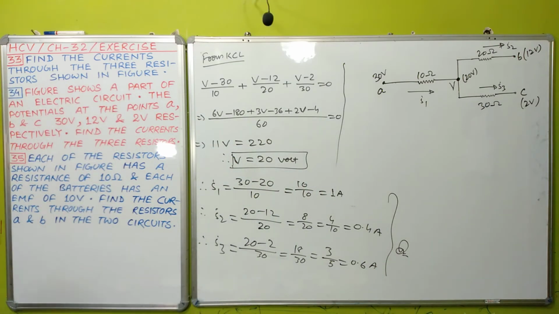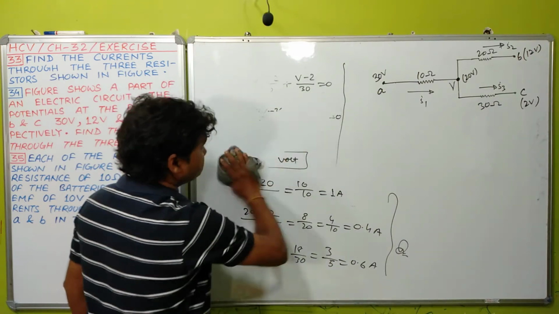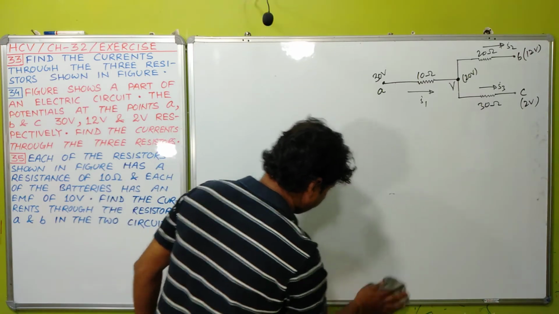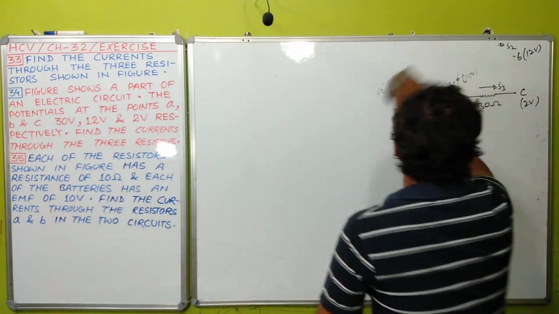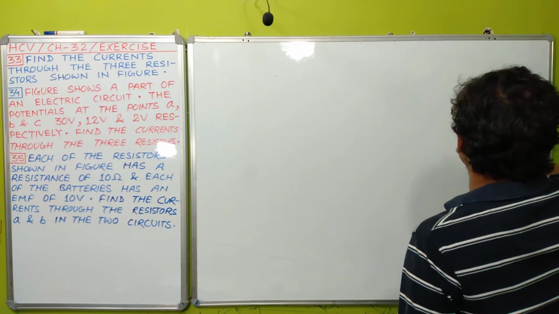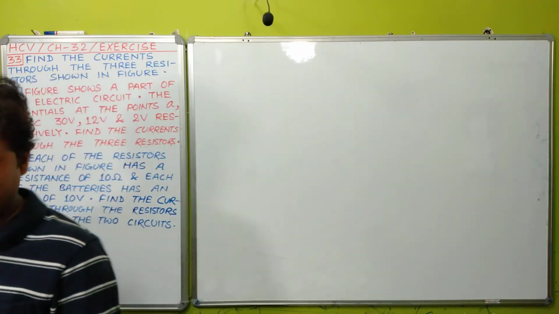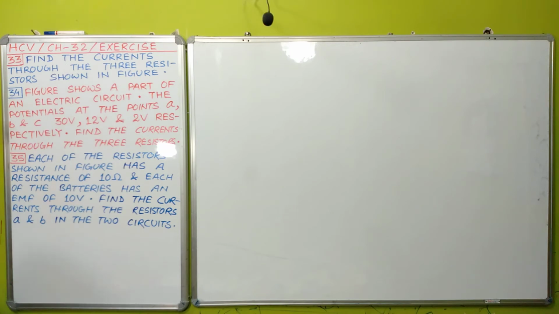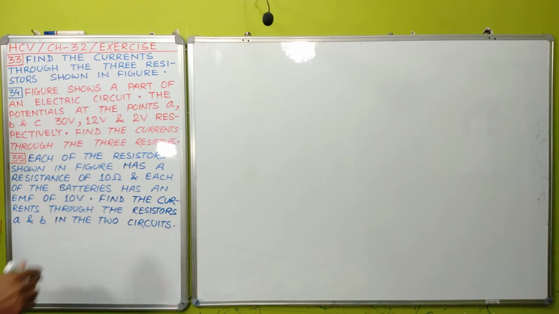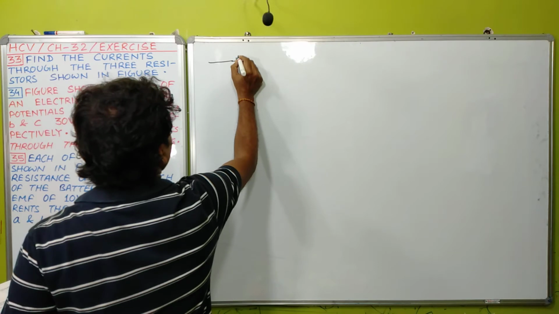Okay student, so let us move towards question number 35. Question number 35, student. This question is saying each of the resistors shown in the figure. Again, you have to draw a circuit for this question number 35, and in fact there are two circuits for this question, student.